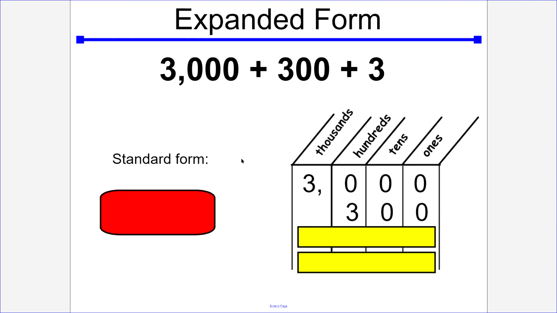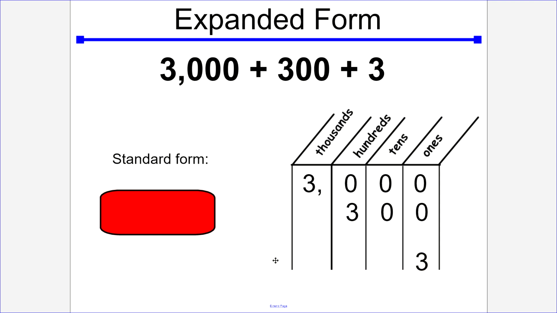Now let's think about the tens in this number. How many tens are in this number? Ooh, I thought I could trick you, but I see that I can't. You're right. There are no tens in this number. Finally, how many ones are in this number? You're right. There are 3 ones in this number.